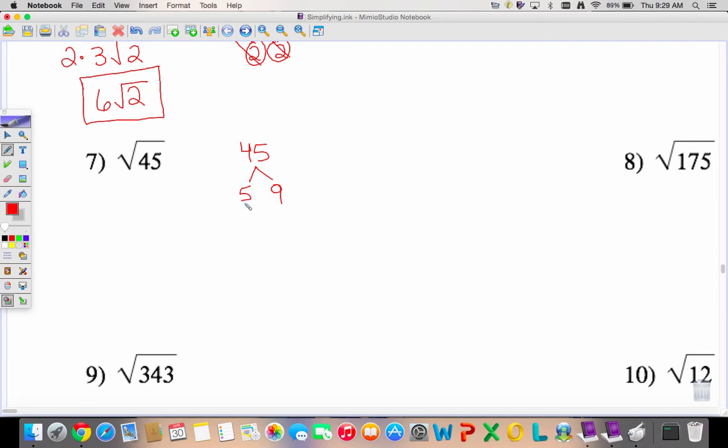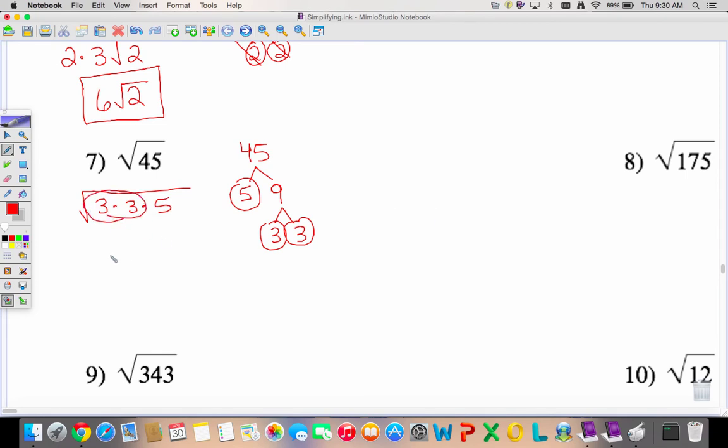5 is a prime number because the only numbers that can go into 5 are 1 and 5. So I can't do anything else with that. 9, I can divide that by 3 and get 3. And 3 is a prime number. So I can't go any further. So I have a 3, and a 5. So in my square root, I just write out these prime numbers. 3 times 3 times 5.